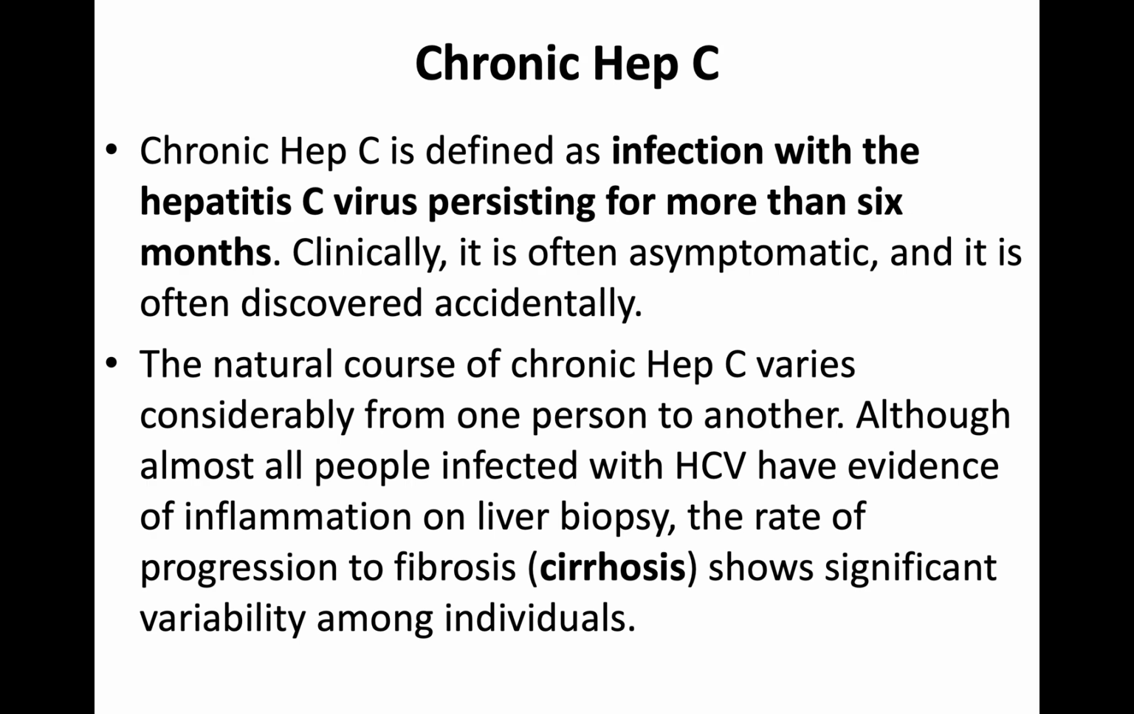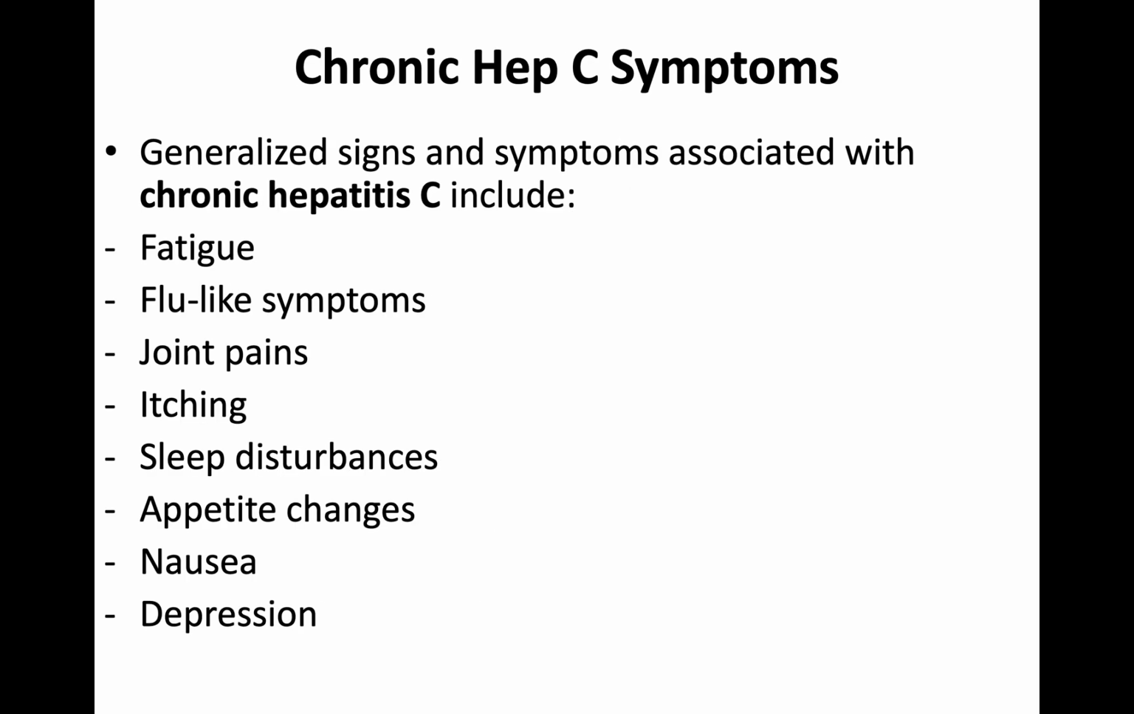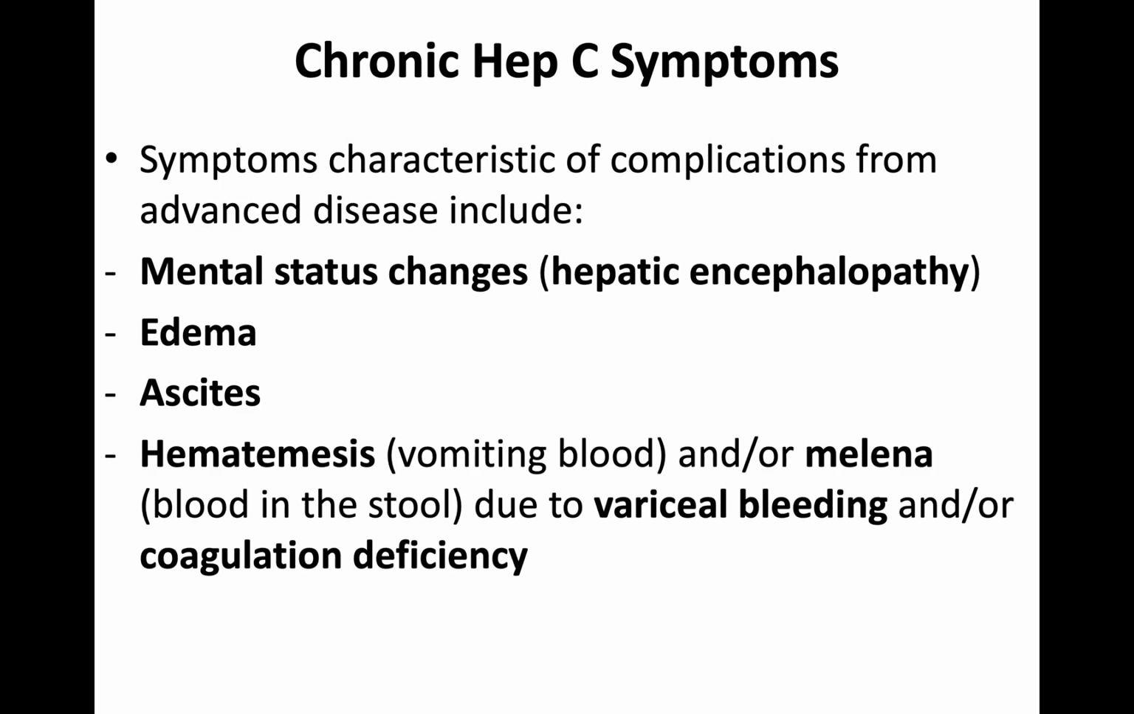So chronic hep C, the group of people, and again, it's about 80% of those exposed who have the virus persisting for more than 6 months. It's usually going to be asymptomatic for a very long time. But again, they're always going to be at risk for developing over time cirrhosis and or liver cancer. Chronic hep C symptoms, when they do start to appear, maybe 20 years down the road or more: fatigue, flu-like symptoms, joint pains, itching, sleep disturbance, appetite changes, nausea, depression, similar to chronic hep B.